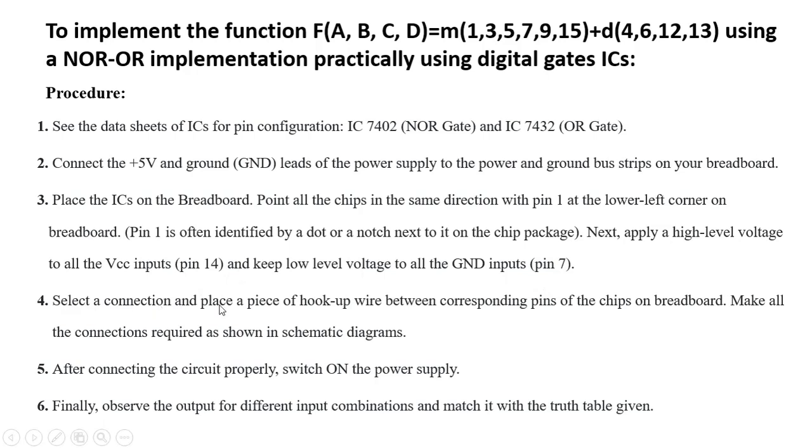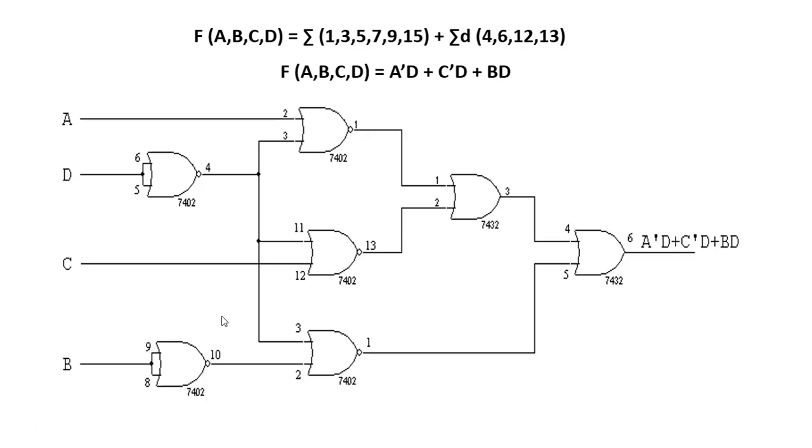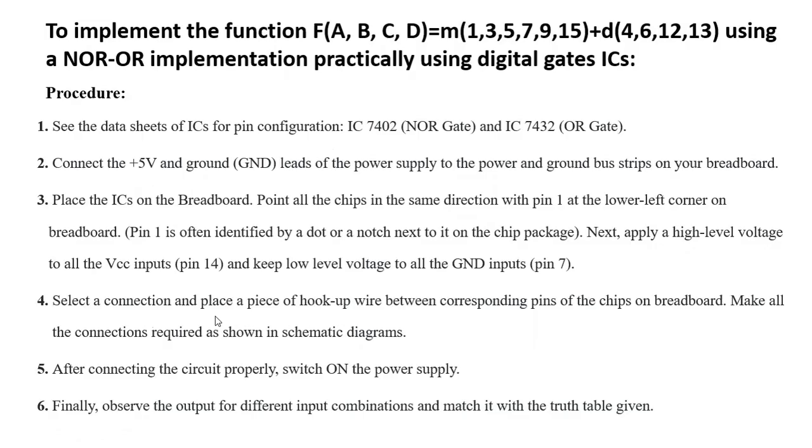After that, you have to select a connection and place a piece of hook wire between corresponding pins of the chips on the breadboard. You have to make all the connections required as shown in the schematic diagram. After connecting the circuit properly, you have to switch on the power supply, and finally you have to observe the output for different input combinations and match it with the truth table given.